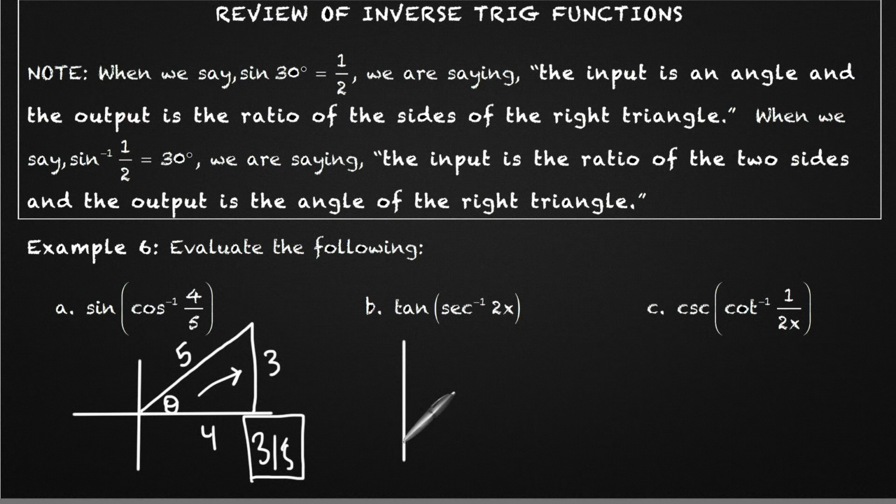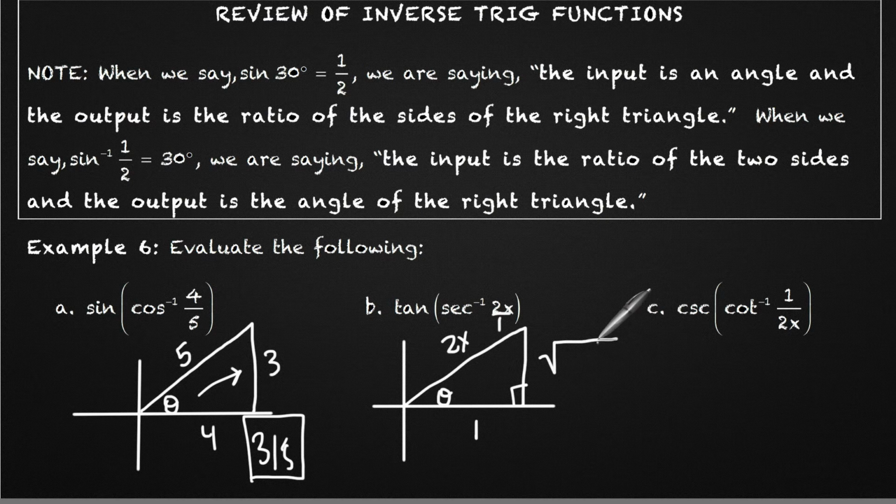So we're going to make an xy axis, and we will say that we have the inverse secant of 2x. That means that the hypotenuse over the adjacent, that ratio, hypotenuse over adjacent, is 2x over 1. So here we have some angle theta, and if we do the Pythagorean theorem, we will get the square root of 4x squared minus 1.